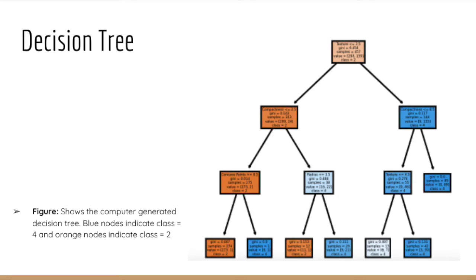In this case, the data point would be asked by the program if the texture is less than or equal to 3.5, and if yes, it would go to the left, and if no, it would go to the right. Let's say that in this case, the texture was indeed less than or equal to 3.5. The program would then ask the data point if the compactness was less than or equal to 2.5, and so on until a leaf node is reached, at which point we would get a classification of either 2 or 4, where 2 indicates that the individual did have cancer, and a 4 indicates that the individual did not have cancer.